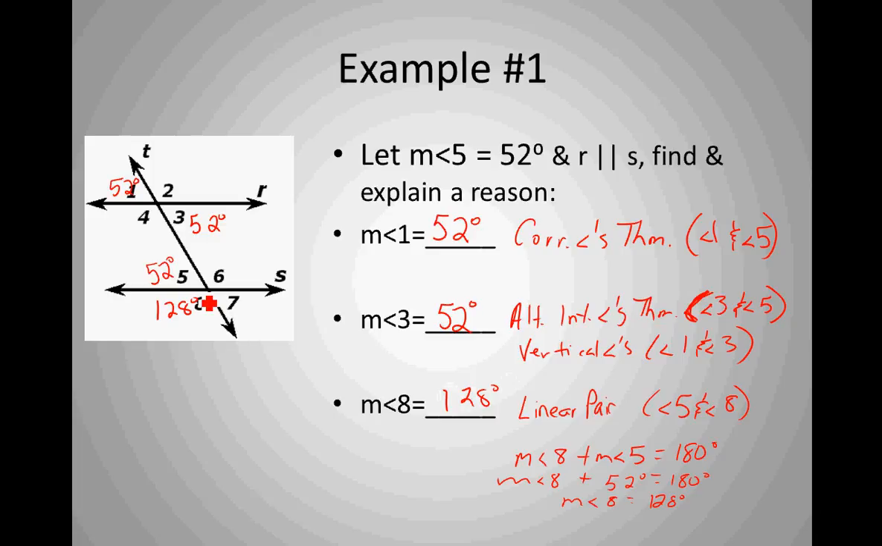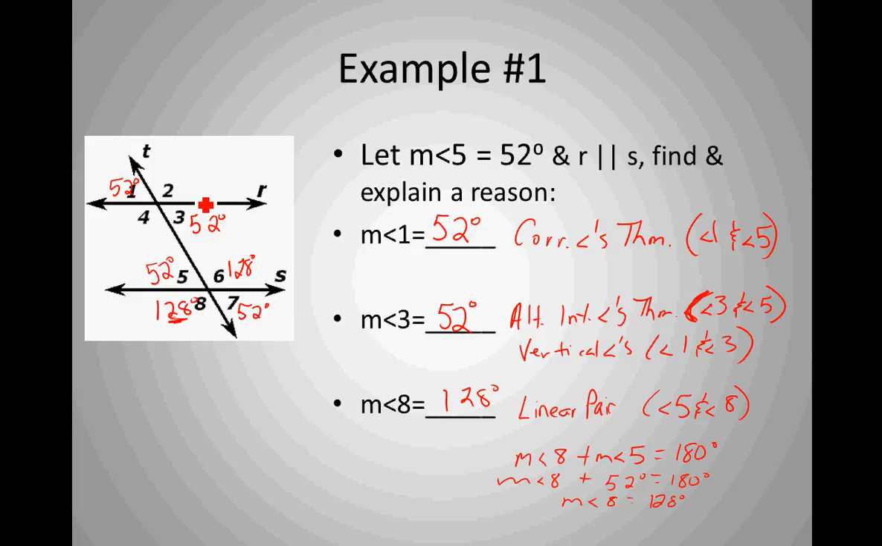Now, just one other thing to talk about there. We can also figure out angle 2, angle 4, angle 6, and angle 7. You could figure out all those different angles. For example, starting with angle 6, it's vertical to the 128 degrees of angle 8. So that would also be 128 degrees. Angle 5 and angle 7 are also vertical, so that one would also be 52 degrees. And then this pattern keeps continuing.